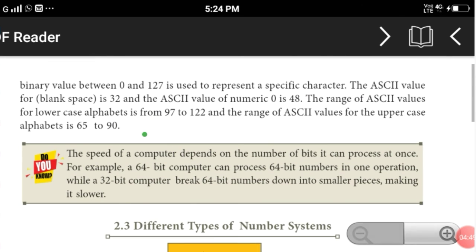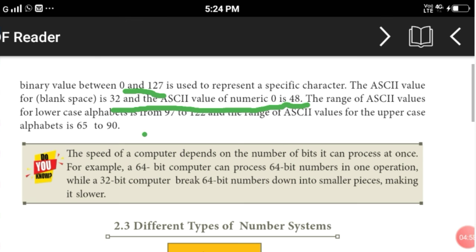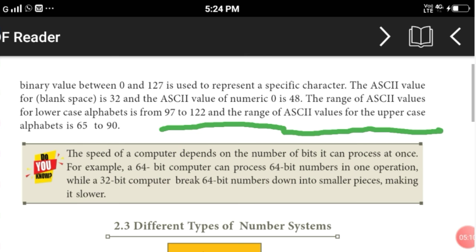ASCII uses 0 to 127 characters. The ASCII value of 0 is 48. The range of the ASCII value for lowercase alphabets is 97 to 122. The ASCII value range of the uppercase alphabet is 65 to 90. So all of you understood.